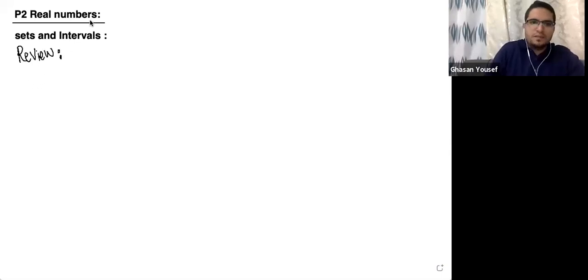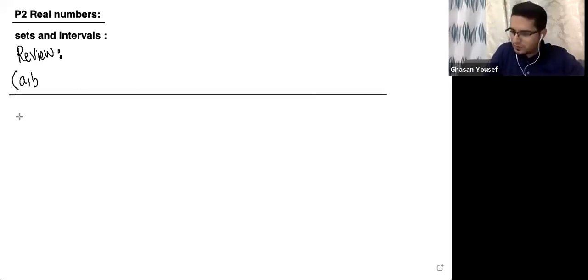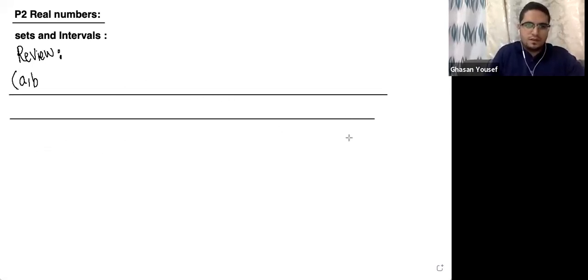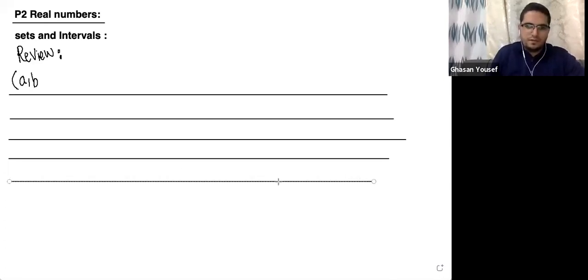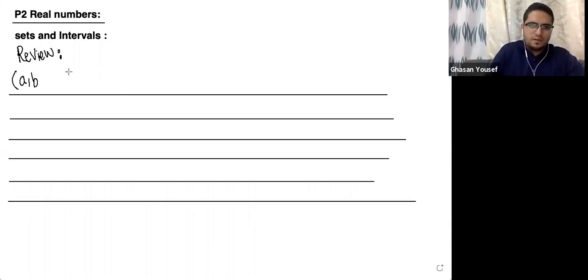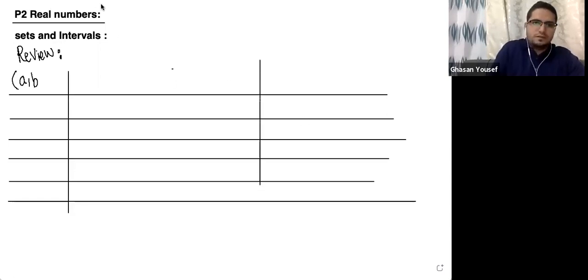So last time we talked about the open interval A, comma B. Here's the set description. This is the notation here: A, comma B.